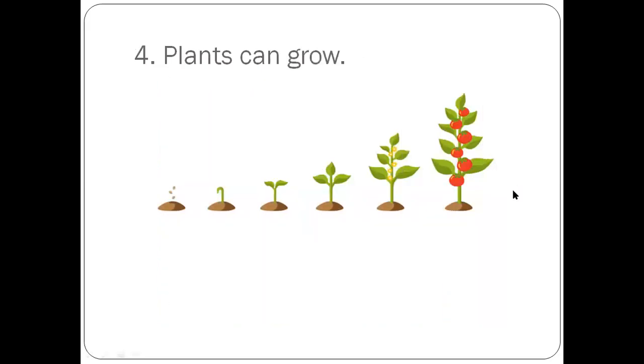Great. Now plants can grow. When you were born, you were a baby. You became a toddler, a little girl or boy. Now you are growing. Plants also grow. We plant the seeds. It becomes a seedling, a young plant, then a mature plant or a big plant, and it bears fruits or vegetables.